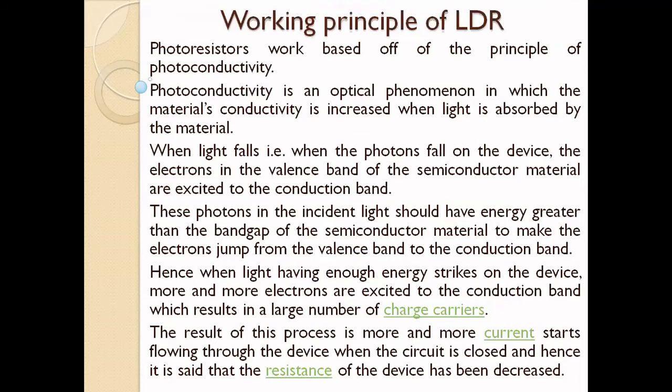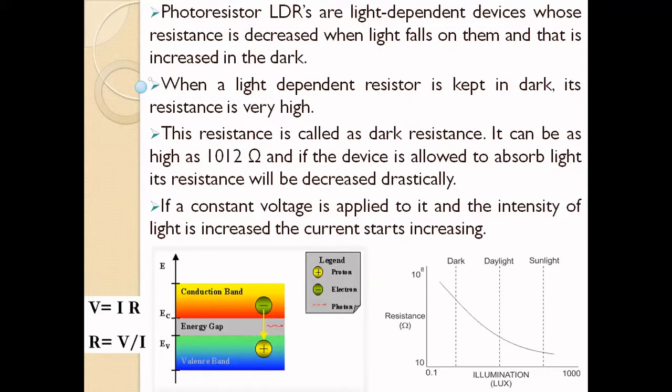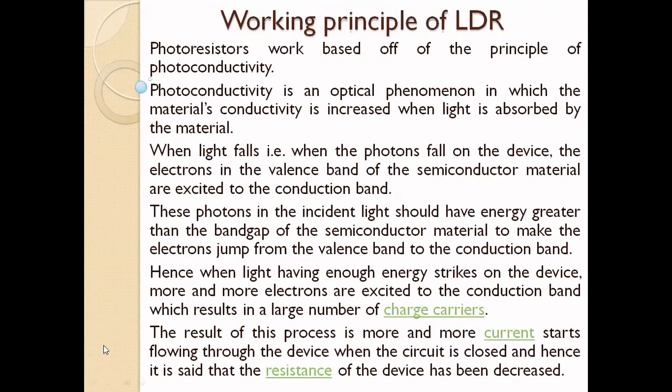Next, we are going to see the working principle of LDR. It works based on the principle of photoconductivity. Here there are 3 bands available. You all know, one is called the valence band, another is the energy gap, and another is the conduction band. Now I am giving light to the LDR. When light, or photons, fall on the LDR, the electrons from the valence band will jump to the conduction band.